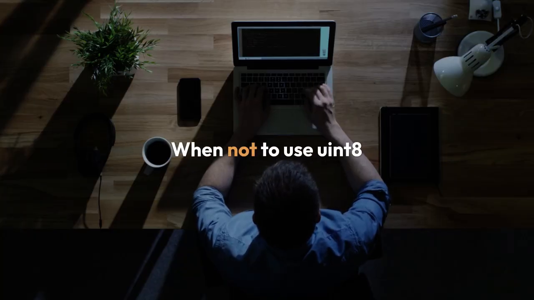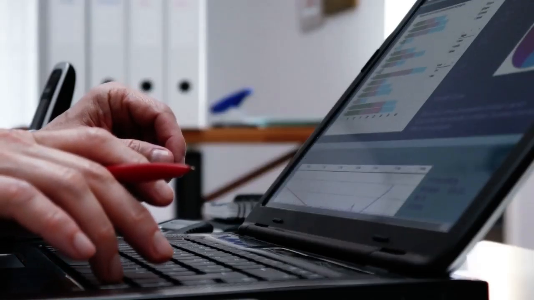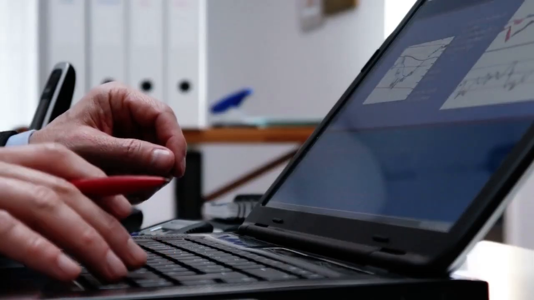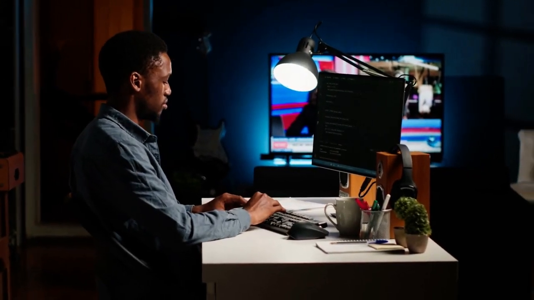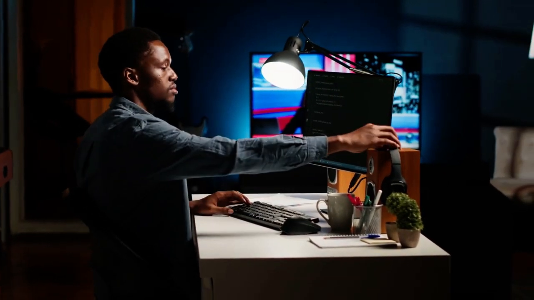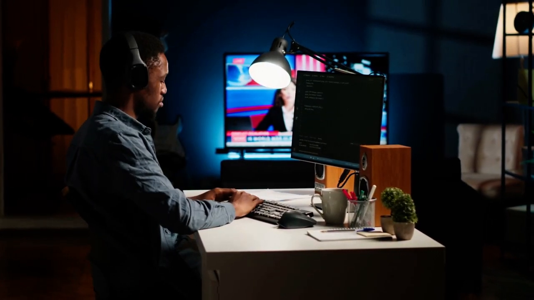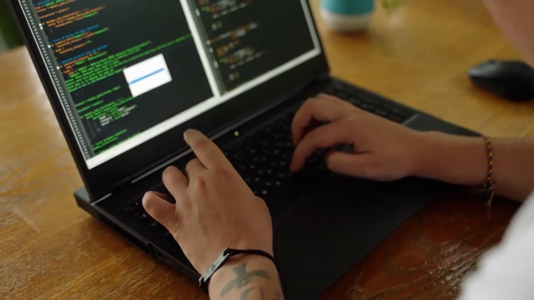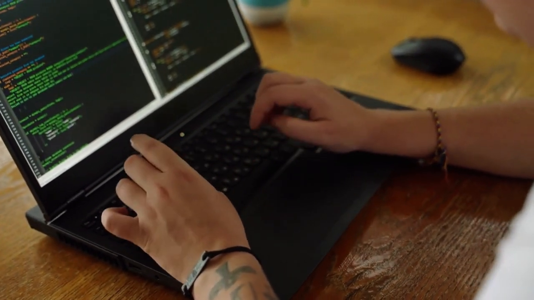However, there are times when you should definitely not use uint8. The most obvious is when your number might, at any point, exceed 255. If there's even a slight chance a counter could go to 256 or higher, you must use a larger uint type, like uint16, uint32 or uint256. Forcing a value into uint8 when it might overflow will lead to critical errors or unexpected behavior.